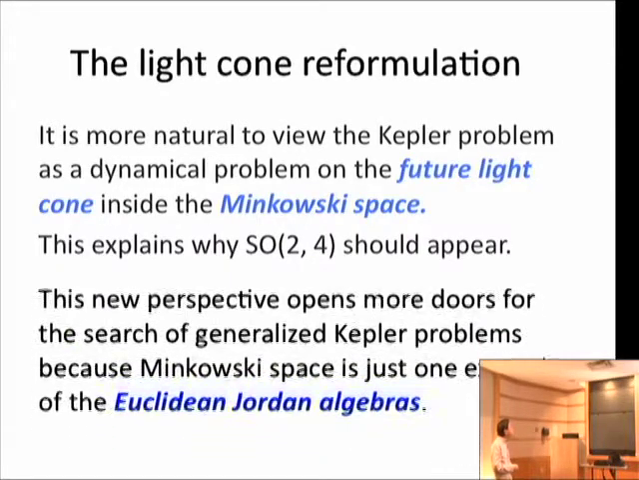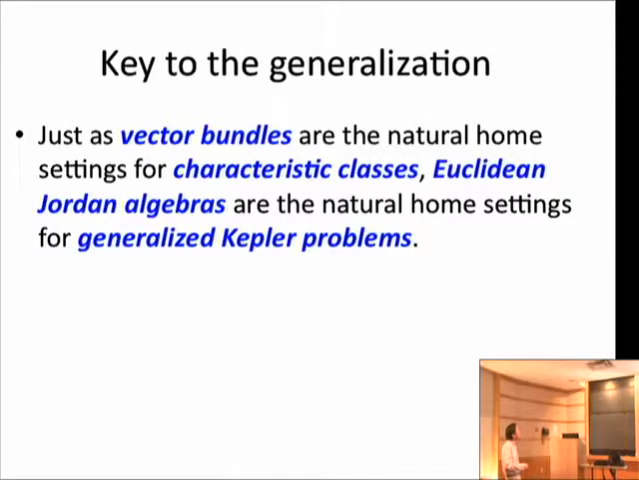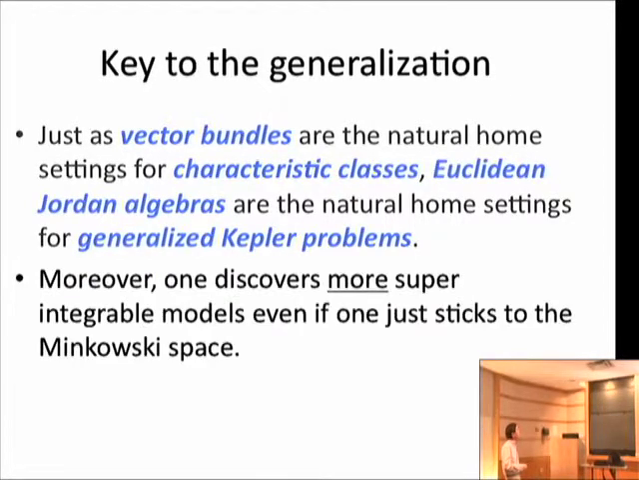Okay. Now, this new perspective opens more doors for the search of generalized Kepler problems, because Minkowski space is just one example of Euclidean Jordan algebras. There are many, many of them. Okay, and so let me remind you the key to the generalization. Just as vector bundles are the natural home setting for characteristic classes, Euclidean Jordan algebras are the natural home setting for the generalized Kepler problems. And moreover, one discovers more superintegrable models even if one just sticks to the Minkowski space.